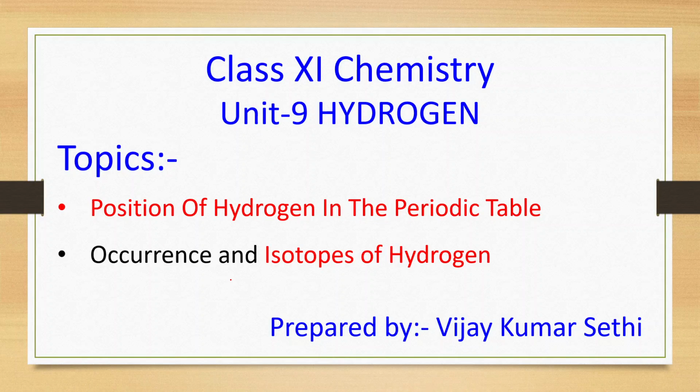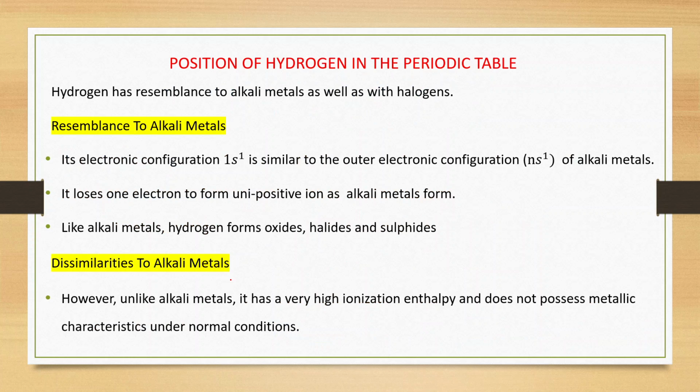Now we will start Unit 9, Hydrogen, and in this video we will discuss the position of hydrogen in the periodic table, and the occurrence and isotopes of hydrogen. First of all, the position of hydrogen in the periodic table. Hydrogen has resemblance to alkali metals as well as to halogens. Now see in what way hydrogen can resemble alkali metals.